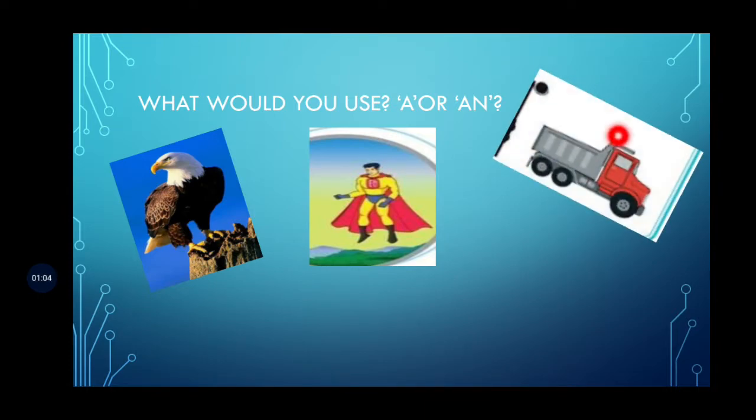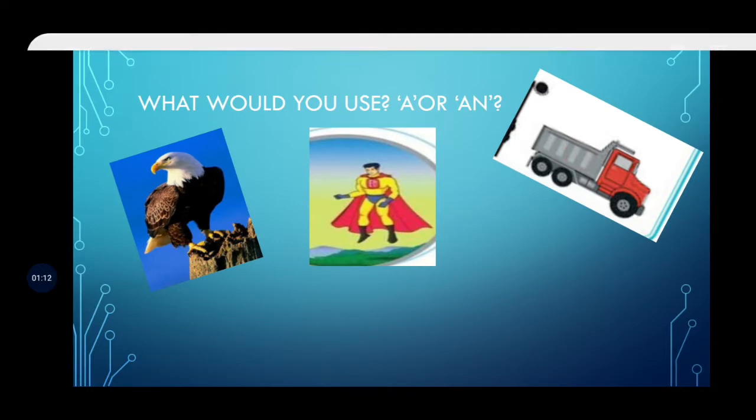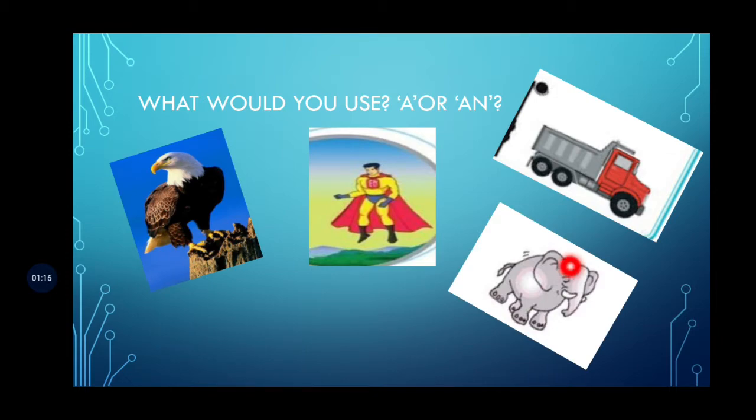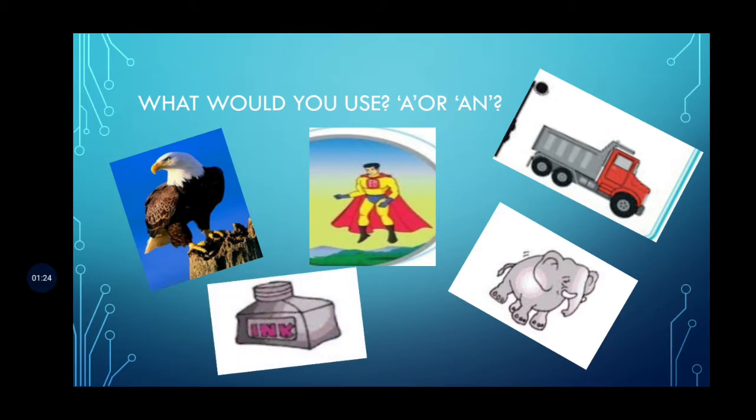This is a truck. Again, truck begins with the letter T. T is a consonant. So we are going to use a truck. This is an elephant. Elephant begins with the vowel E. So we are going to say an elephant. This is an ink pot. It begins with the vowel I. So we are going to use an ink pot.